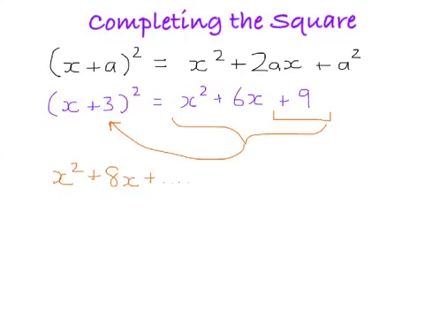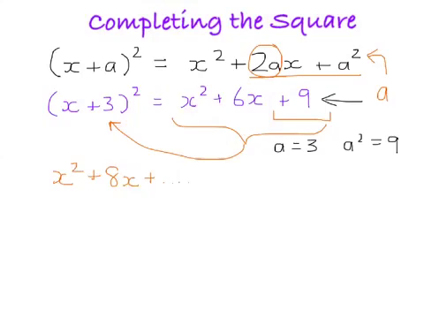Now to do this, we should look at this part over here. If you halve the middle term, so the 2a, you'll get the a, and once you find the a, you can turn that into an a squared. So for this example over here, half of 6 is 3, so a would equal 3, and a squared would equal 9, which is exactly what we got.